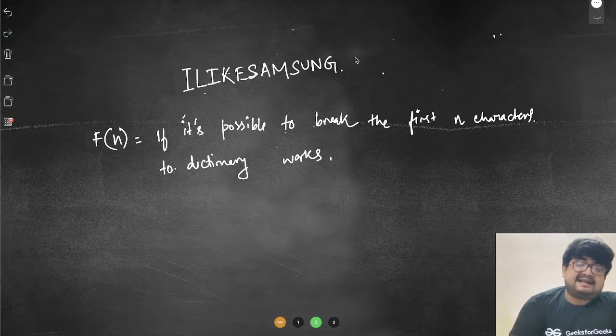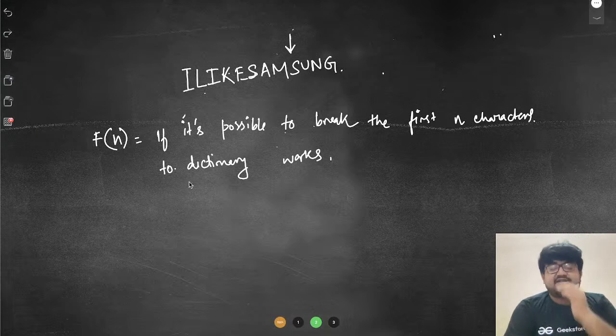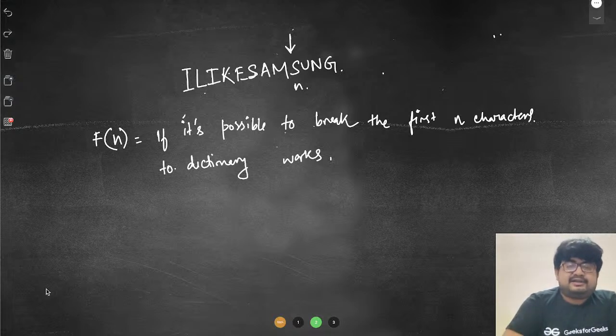Now n is at any point. This is the definition of f, and this is the state n. N is any index that we are at, and we are considering the first n characters. So the task here will be to try to generate a word that ends at n, right? So let's say n is not here, n is rather here at m.